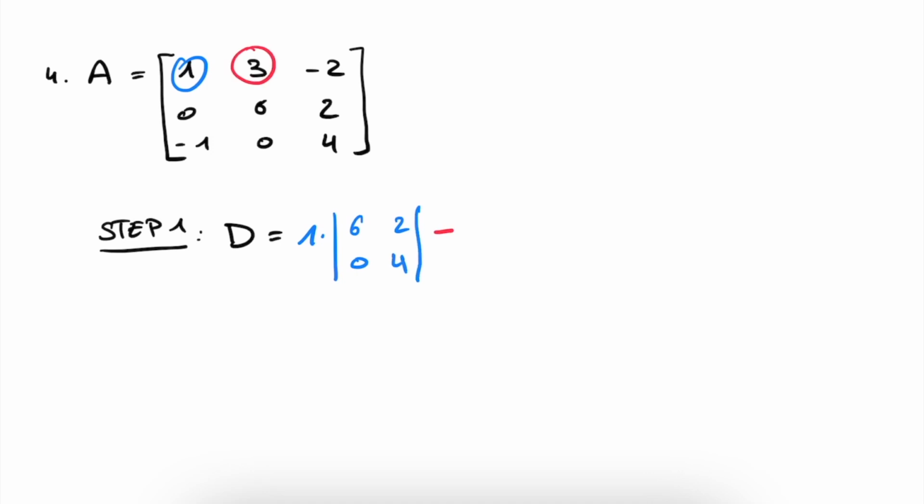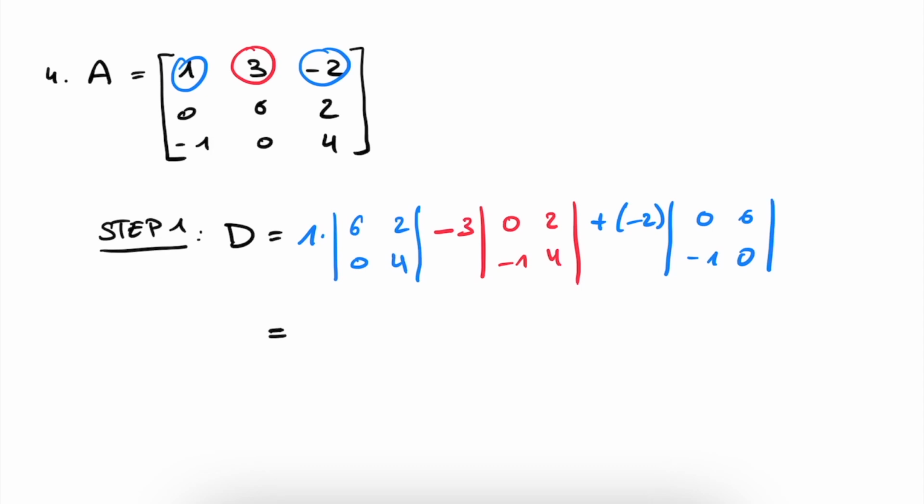Minus this number times the determinant if we ignore this row and this column, which is 0, 2, minus 1, and 4, plus this number and the determinant of the remaining elements if we ignore this row and this column, which is plus minus 2 times 0, 6, minus 1, and 0. And this simply becomes 1 times 24 minus 3 times 2 minus 2 times 6, which is equal to 24 minus 6 minus 12 is equal to 6.